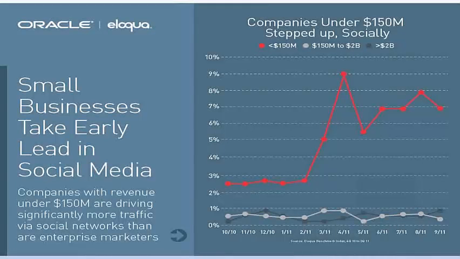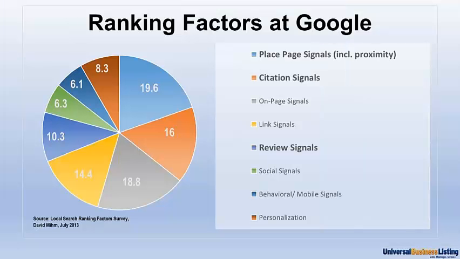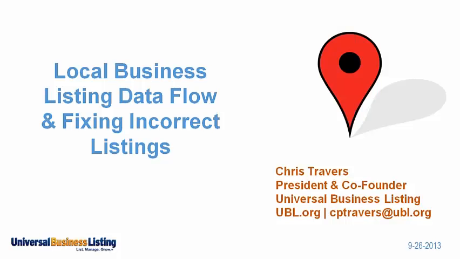I thought this chart was interesting, which is from Oracle, that's noting how small businesses are so on top of social and the social presence that they've taken a lead ahead of large enterprises in terms of managing their presence. There are many ranking factors, and this again is from David Mihm's ranking factors. And you can see as you look here that the place page signals that you claim and the citation signals are very important for ranking factors at Google. So with that, I'd be happy to take any questions.